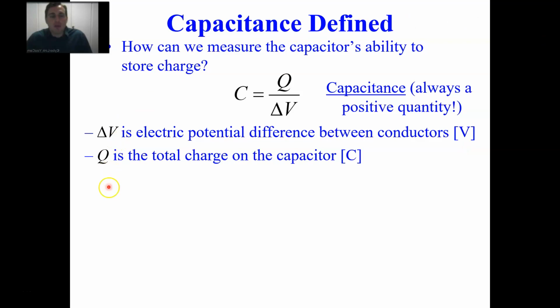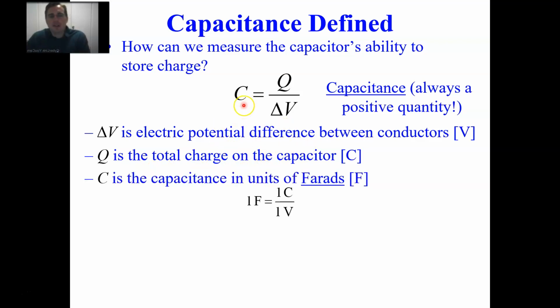Now, by the way, Q being the total charge on the capacitor, you could think of that as the magnitude of the charge on one plate or the other, because if you add up the charge on both plates of the parallel plate capacitor, it actually sums to 0. So the total charge in the capacitor is really the total charge that gets separated.